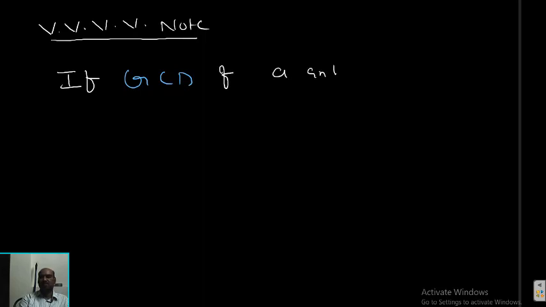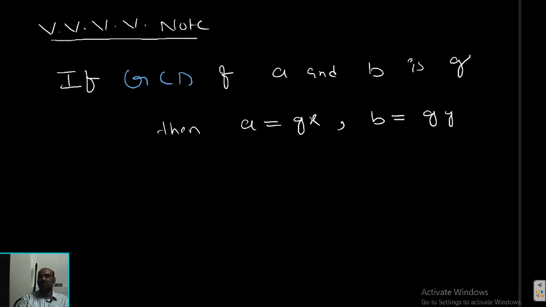Okay. Next, very important note. If GCD of A and B is, for example, some G, then A should have the form Gx, and B should have the form Gy, where x and y are coprimes.